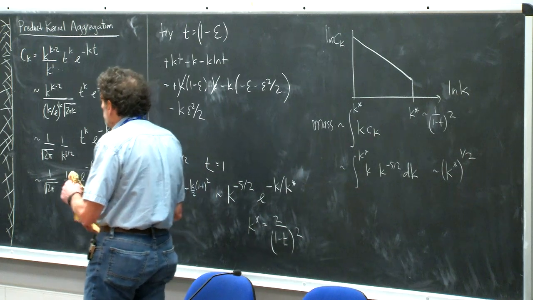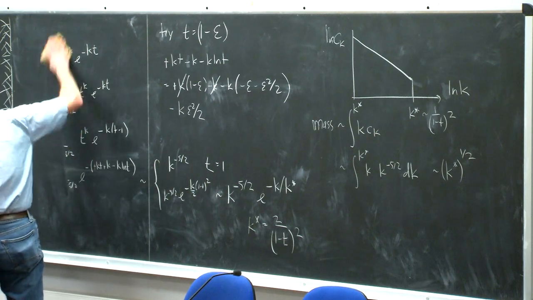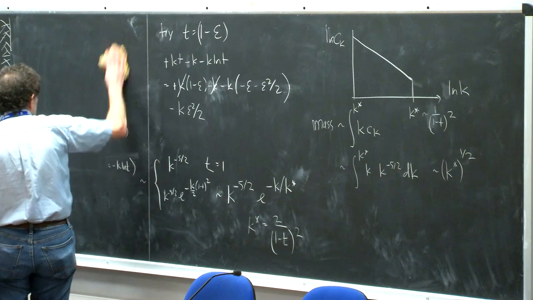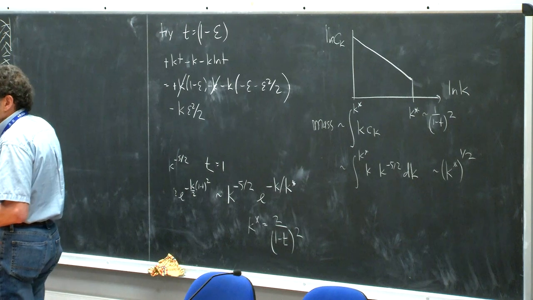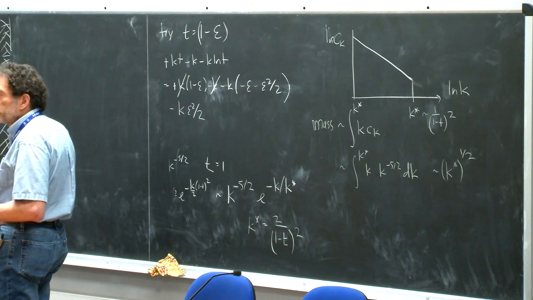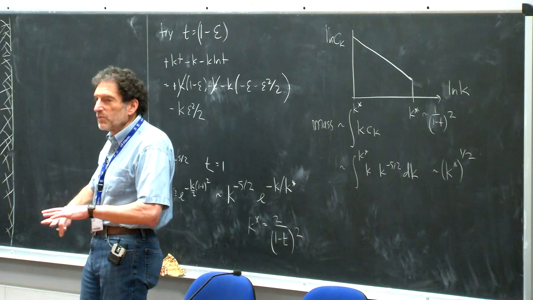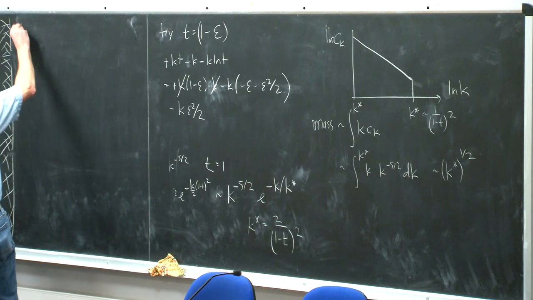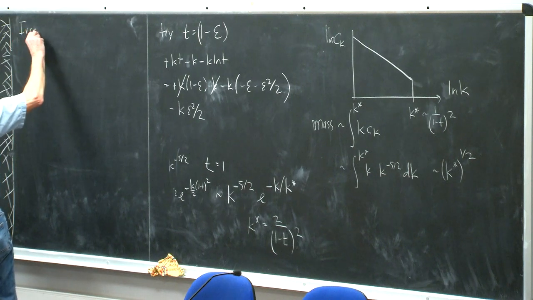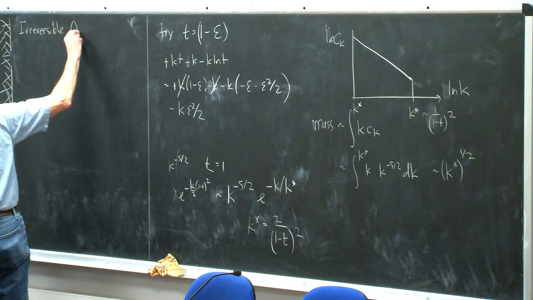So first of all, let me define what the problem is. Imagine you have a sticky substrate, and molecules from above are impinging on the surface, and whenever they land on the surface, they stick there forever. And then the question is, as time goes on, the surface is getting more and more covered, and how covered is the surface? So we're talking about irreversible adsorption.